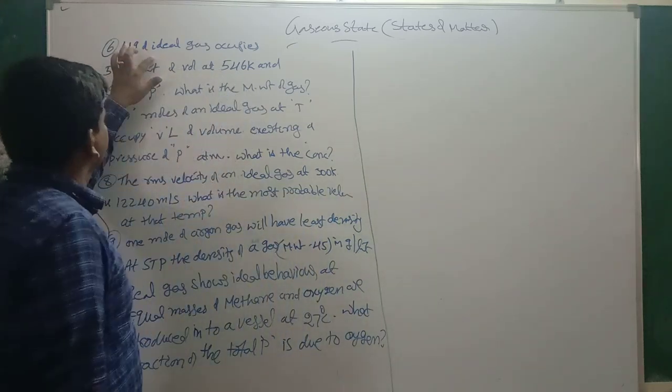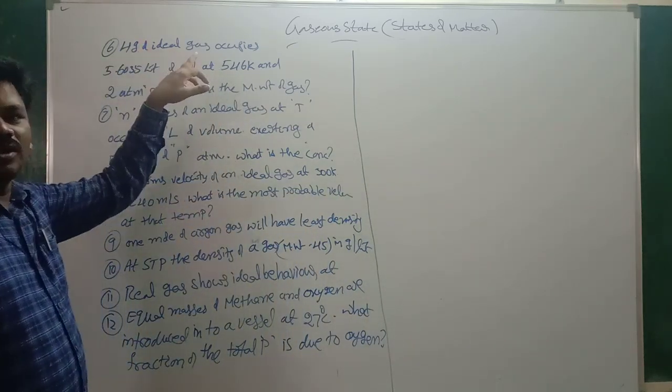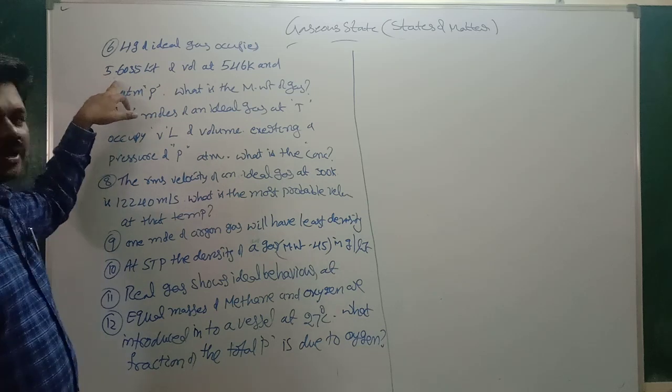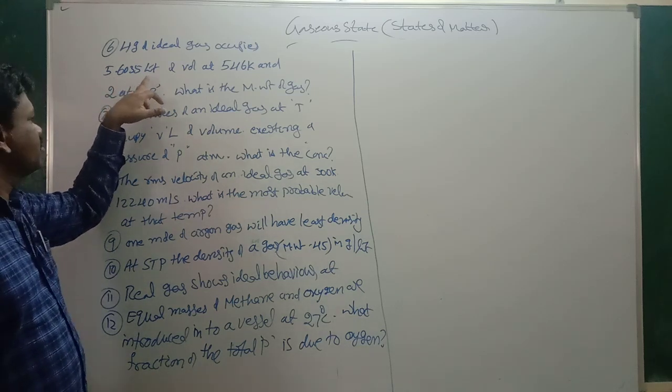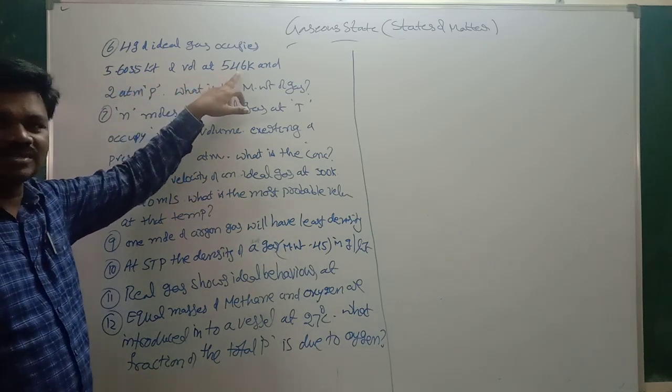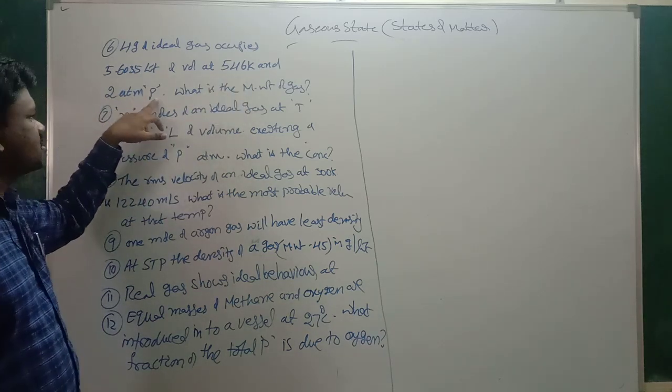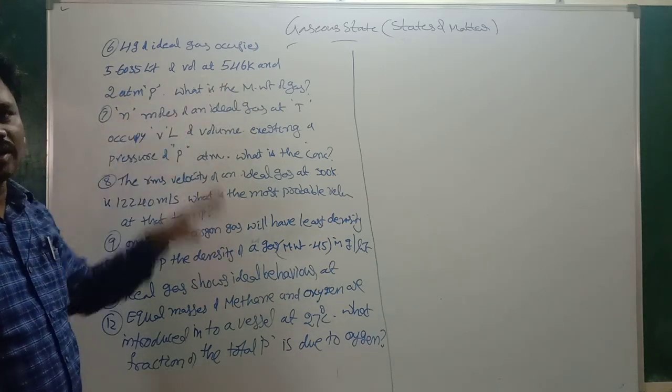Next problem. 4 grams of ideal gas occupies 5.6035 liters of volume at 5.6 Kelvin under 2 atmosphere pressure. What is the molecular weight of the gas?